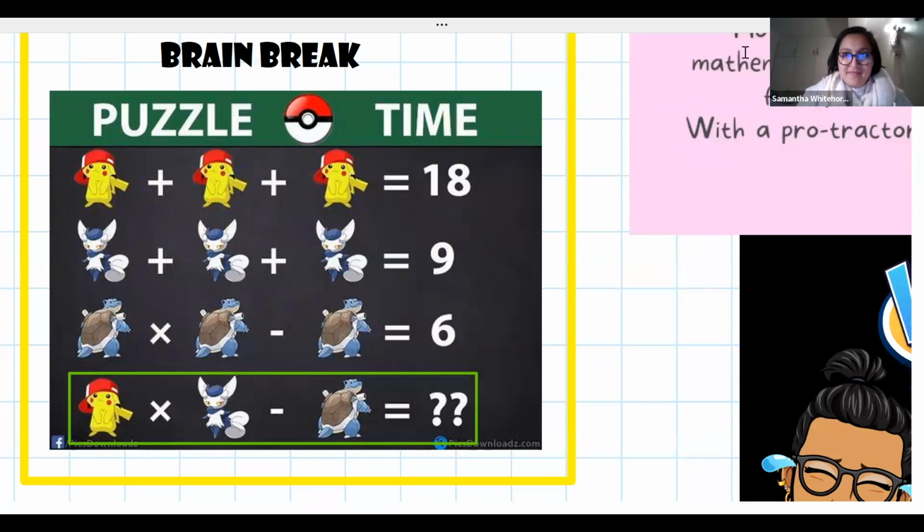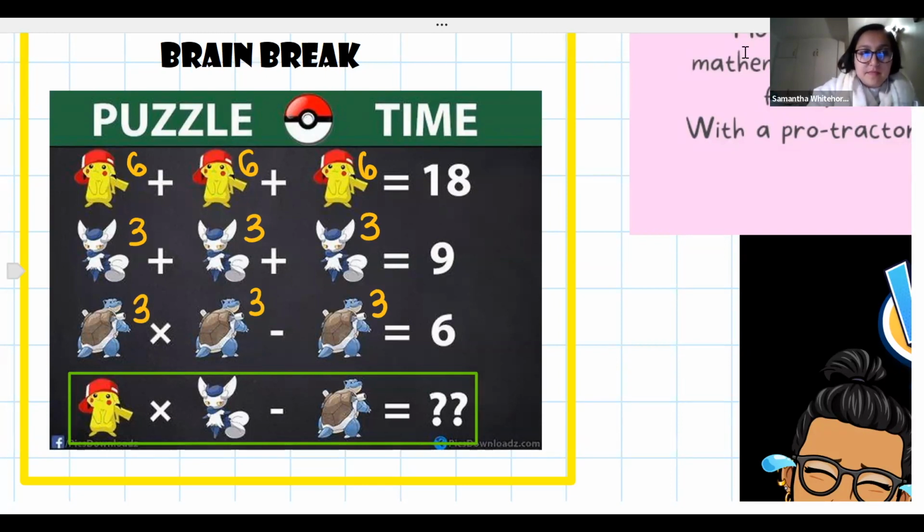So to get the answer for the Pikachu one, it is 6 plus 6 plus 6 equals 18. And then for the second one, it's 3 plus 3 plus 3 equals 9. And then for the third one, it's 3 times 3 minus 3 equals 6. Good. So the last one is 6 times 3 minus 3 equals 15.